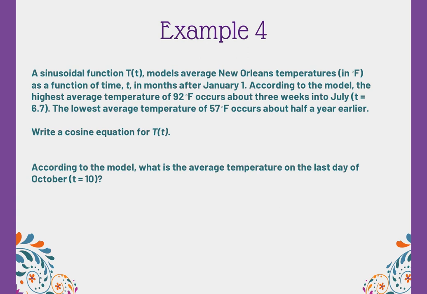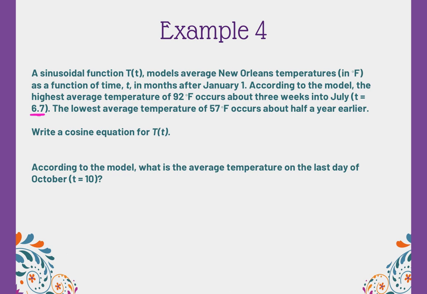All right, example 4 says a sinusoidal function T of T models the average New Orleans temperatures in Fahrenheit as a function of time T in months after January 1st. According to the model, the highest average temperature of 92 degrees occurs about 3 weeks into July, and then they even estimate T for you there. So about 3 weeks into July would be 6 full months, and the third week into July, so like 0.7.